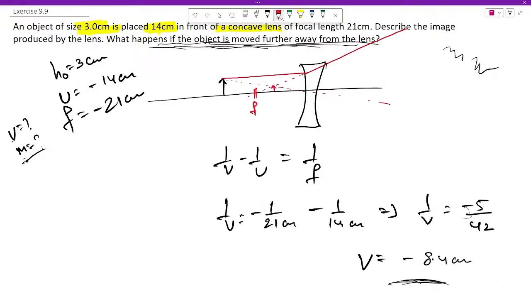Now as we move this object away from the lens, let's assume that the object is placed over here. So what we will see is the image will tend towards the focus, because this parallel ray is going to be going in this direction only, but the second ray like this. So we will see that the magnification will drop further, and as u is increased to infinity, the image distance v will tend towards the focus and the magnification will tend towards 0.